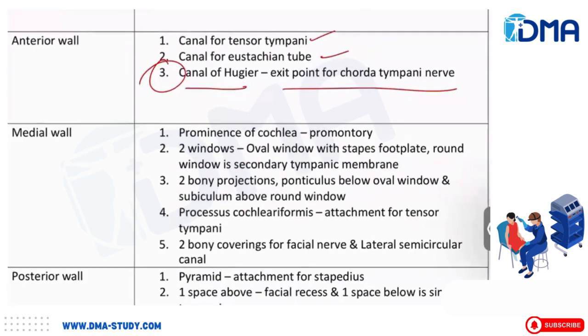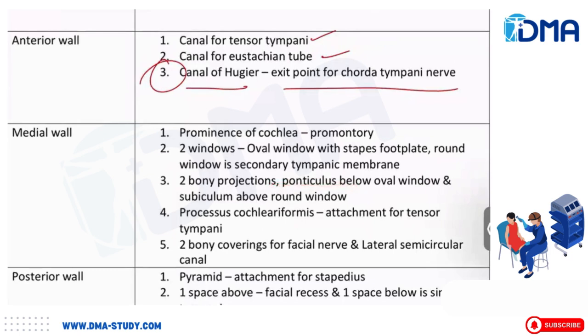Two bony projections. One is called the pyramid, another one is called the subiculum. These two are strategically very important. Okay. Posterior to the promontory, we have two bony projections: the ponticulus above and the subiculum below. The processus cochleariformis is an important structure found at the anterior superior end of the medial wall. It is an attachment for tensor tympani.